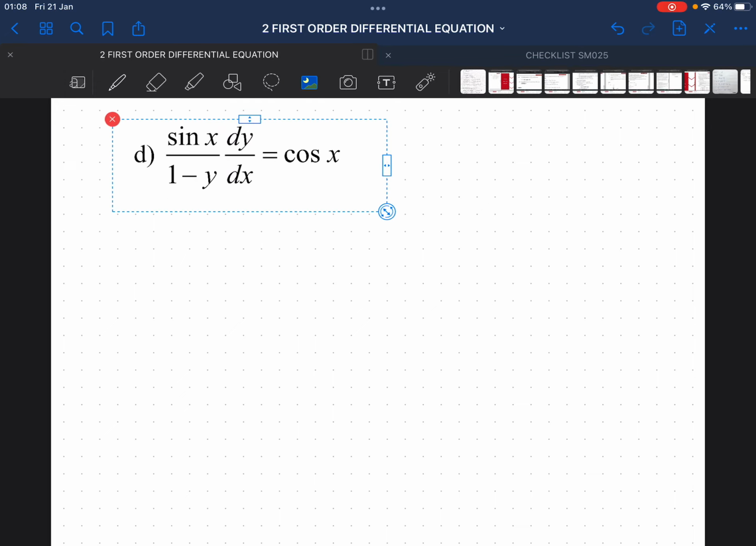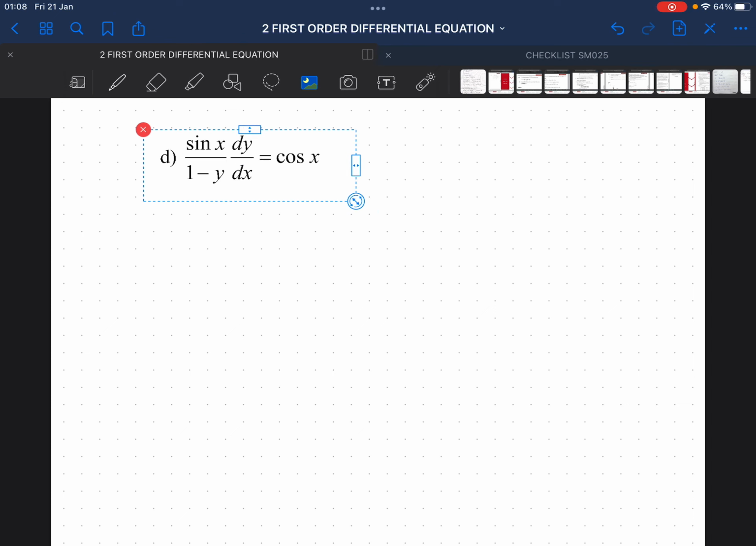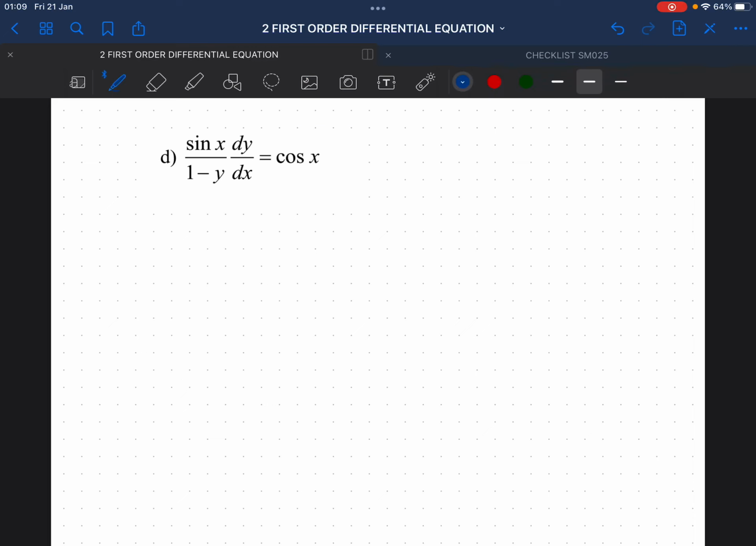We have sin x over 1 minus y dy over dx equals cos x. As I mentioned earlier, we move the terms first. What is at the bottom, we move to the other side. You don't need to burden your head, we stay calm. So here we have cos x times (1 minus y) dx.